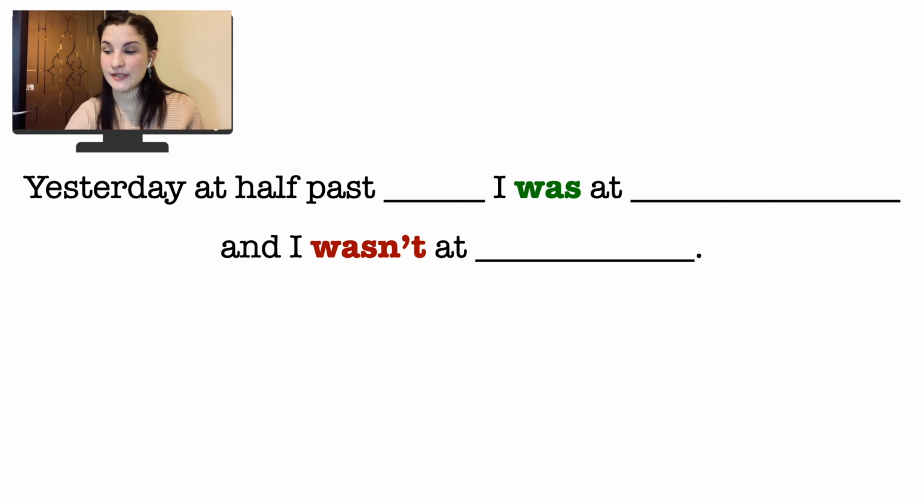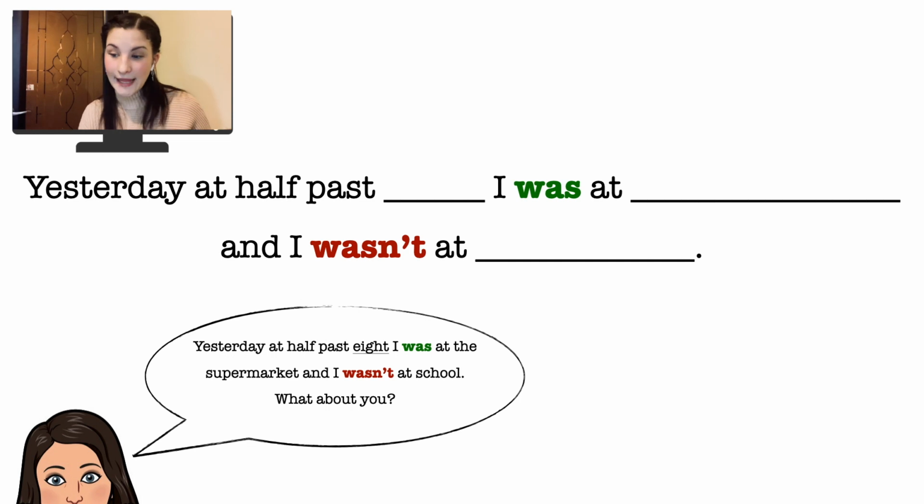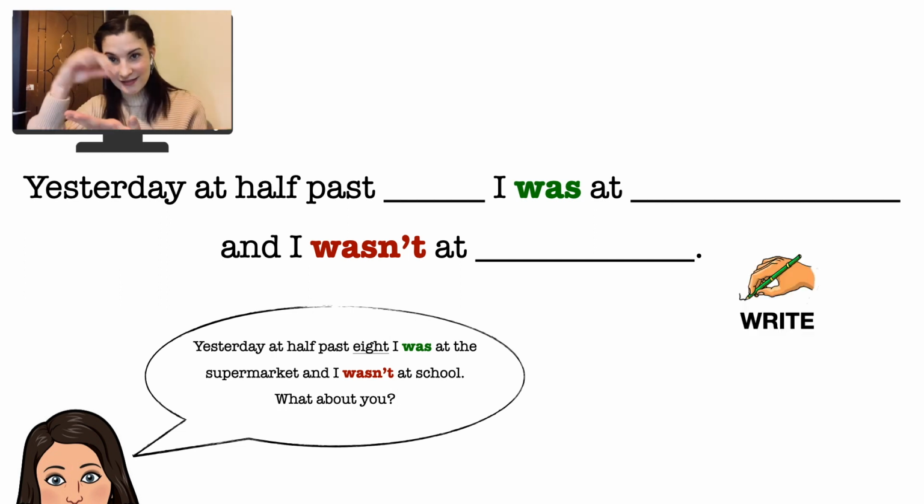Now I want you to say a sentence. Yesterday at 30, you choose your time, I was at and I wasn't at. For example, this is my sentence. Yesterday at 8:30, I was at the supermarket and I wasn't at school. What about you? Again, I know that we are all at home now. Use your imagination and say something, anything you want, and then write this sentence in your copybook. So say it first and then write.